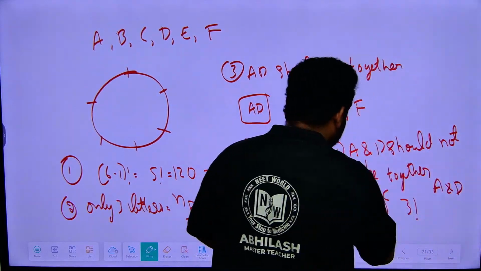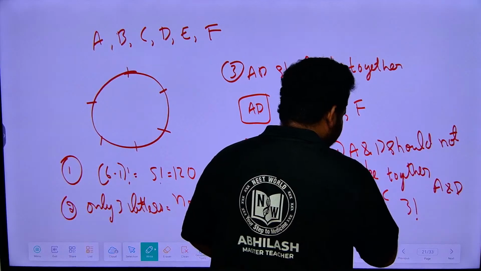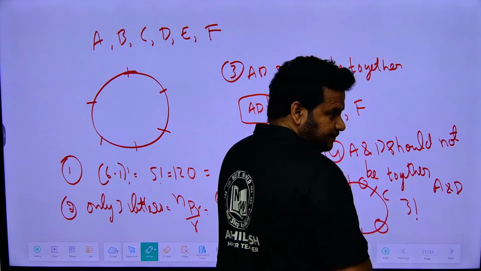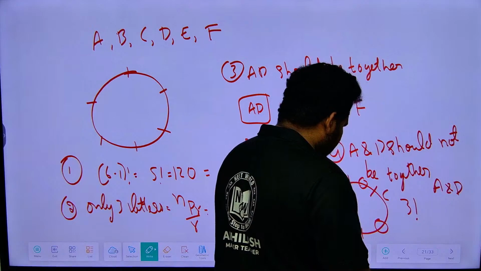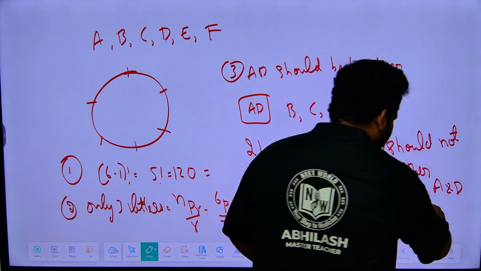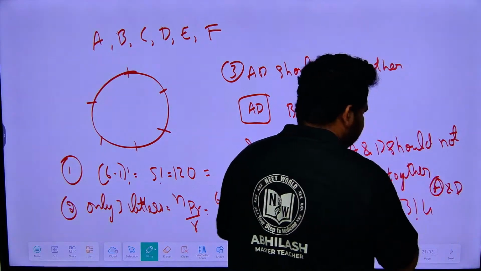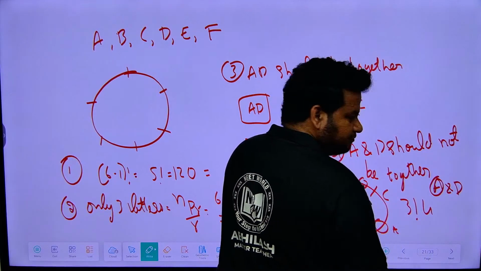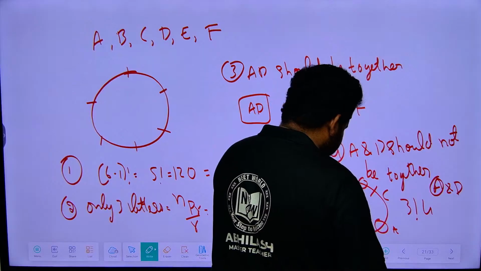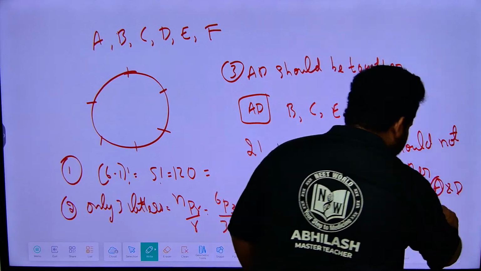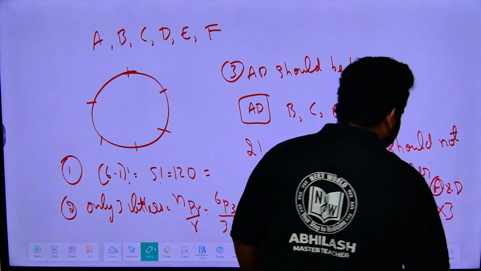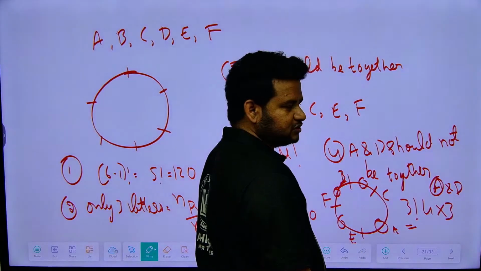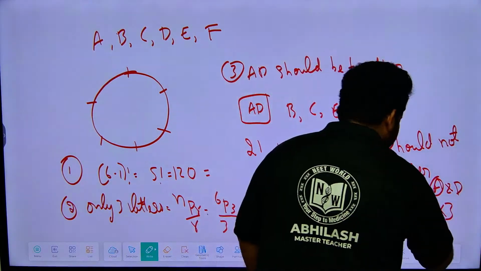So A can occupy which of the spaces? 1, 2, 3, 4. This space or this space, this or this or this. So this can be 4. A is placed in any of these. Now suppose A is placed here, D can be placed where? This one or this one or this one. So this is into 3. So 3 factorial into 4 into 3. That is 6 4s are 24, 24 3s are 72.